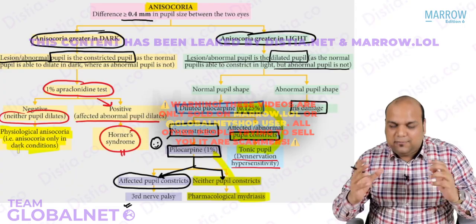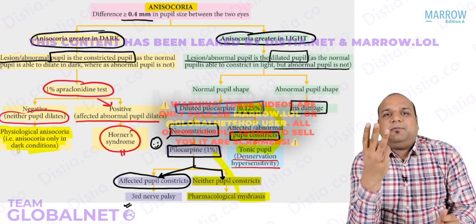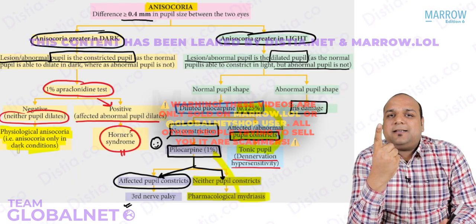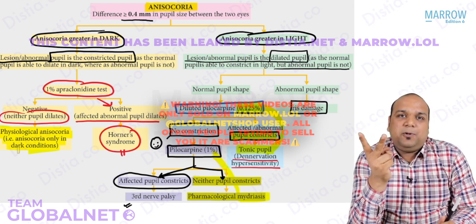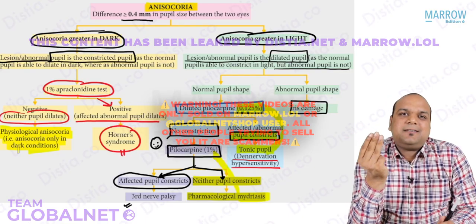A lot of questions can be asked from this table, everybody. I hope you understand the importance of this flow chart and I hope you learn this. Okay. 3 takeaway points, everybody, from this chart. Main points. Number 1, diluted pilocarpine constricts pupil, tonic pupil. Pilocarpine 1% does not constrict pupil, pharmacological mydriasis. Apraclonidine test positive, Horner's syndrome.